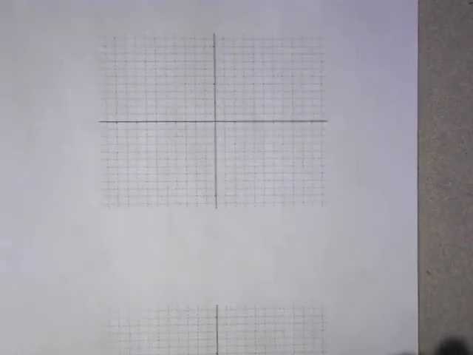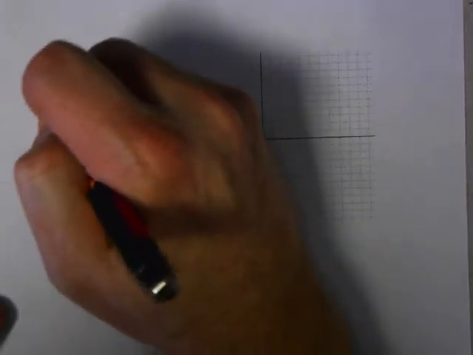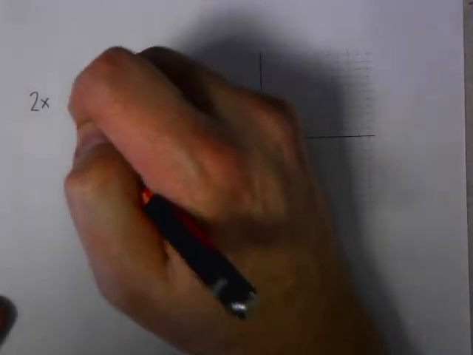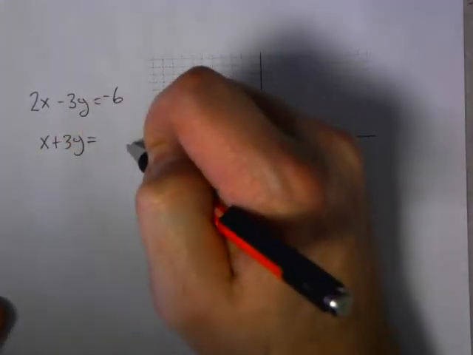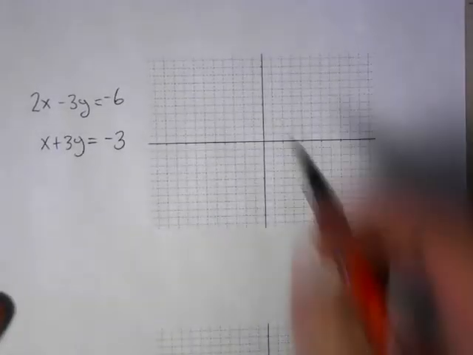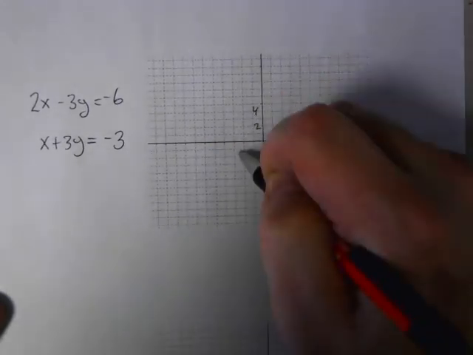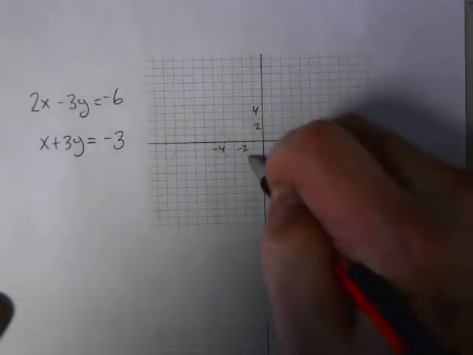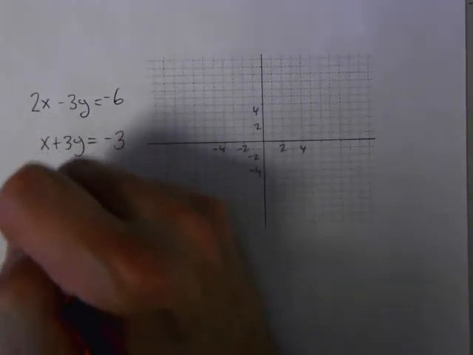Now, some of the problems that you do, of course, the equations might not be in y equals mx plus b form. For example, I might have 2x minus 3y equals negative 6, and x plus 3y equals negative 3. And it helps if you remember alternative ways to graph. Now, one thing you could do, and many students will choose to do this, you could get y all by itself and graph from there. But I'm not going to do that. Here's the way I prefer to graph.